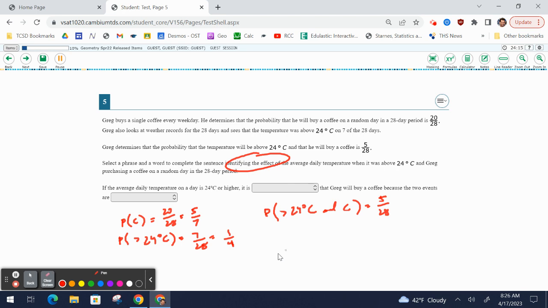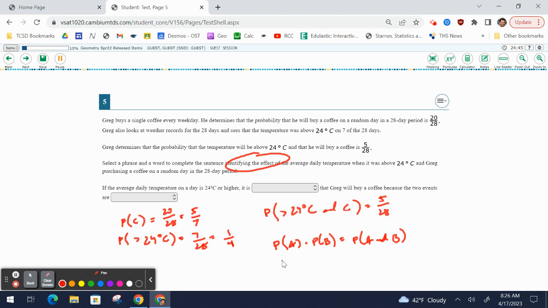So to test for independence, we're going to use the multiplication rule for independent events. If two events are independent, then the probability of A times the probability of B should equal the probability of A and B. If when we multiply these two probabilities we get the same probability that they're given here, then they're independent. There is no effect. But if not, then they're dependent and there's an effect.